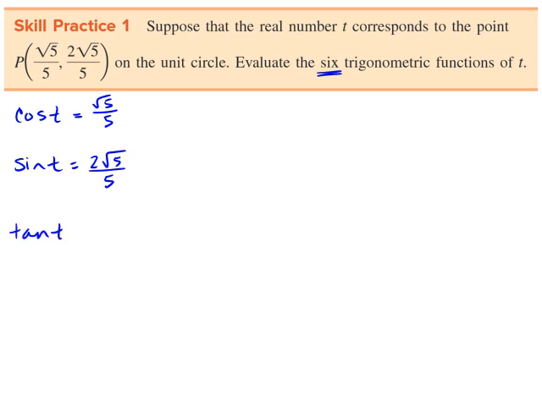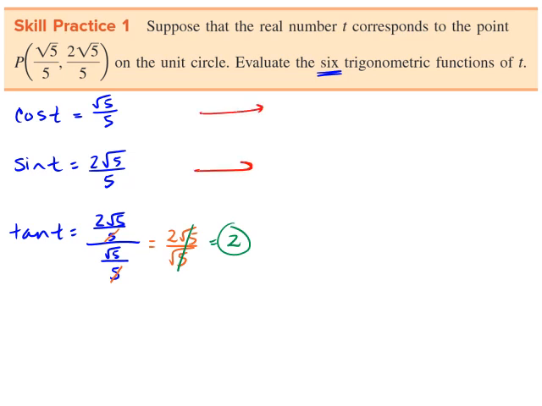Recall that with tangent, there's a little more involved. Tangent is sine over cosine. In this case, they both have a denominator of 5. So this simplifies to 2 root 5 over 5 root 5 over... and then the root 5's cancel, so tangent of t is 2. As mentioned previously, if I know each of these 3 trig functions, I can find the other 3 by taking the reciprocal of them. Remember that the reciprocal of cosine is secant.